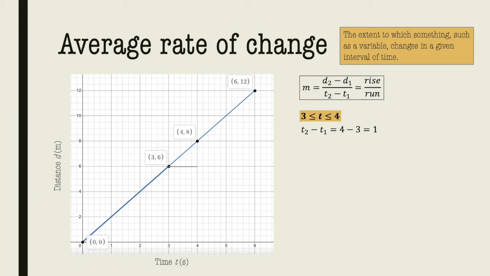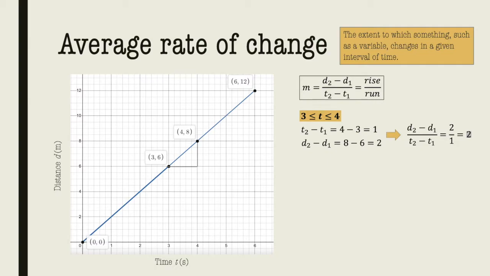Next, we will simply find the difference between the two d-coordinates in question. 8 minus 6, which is equal to 2. Again, this can be seen on the graph with this new vertical line, the rise. Finally, we will divide the two differences as shown in the original equation, rise divided by run, and we obtain the result 2, meaning the average rate of change for any period of time on this graph is 2.